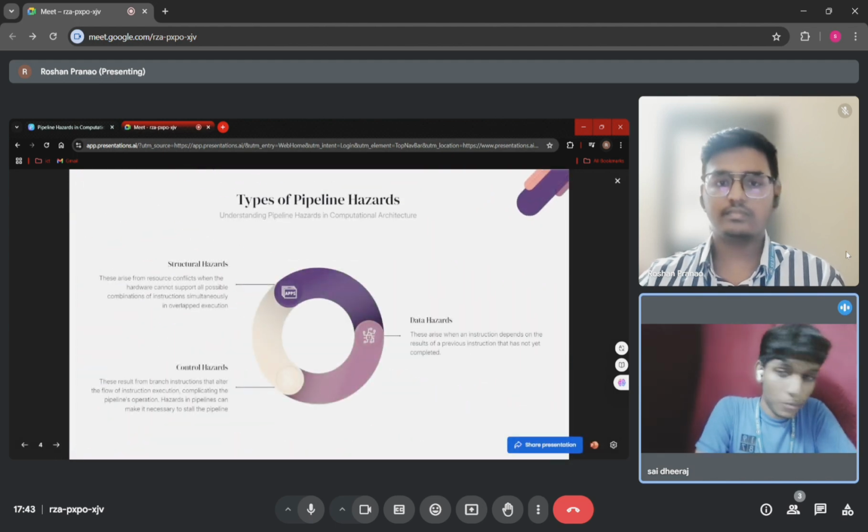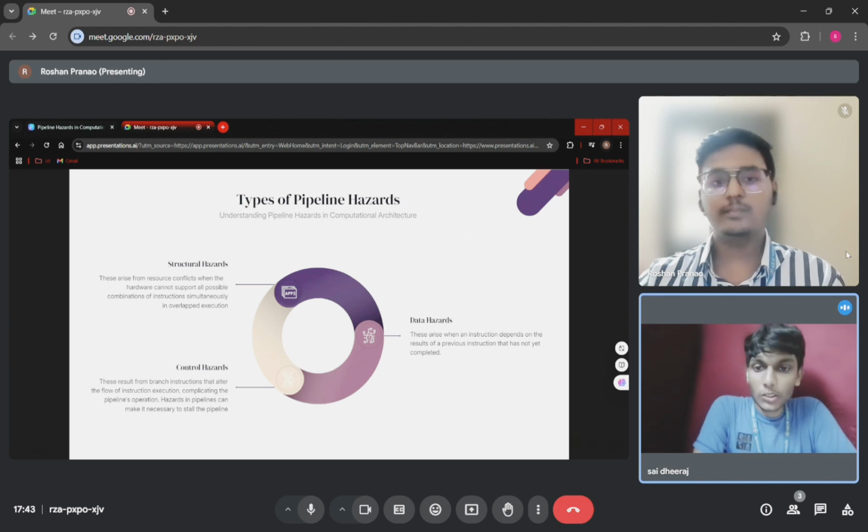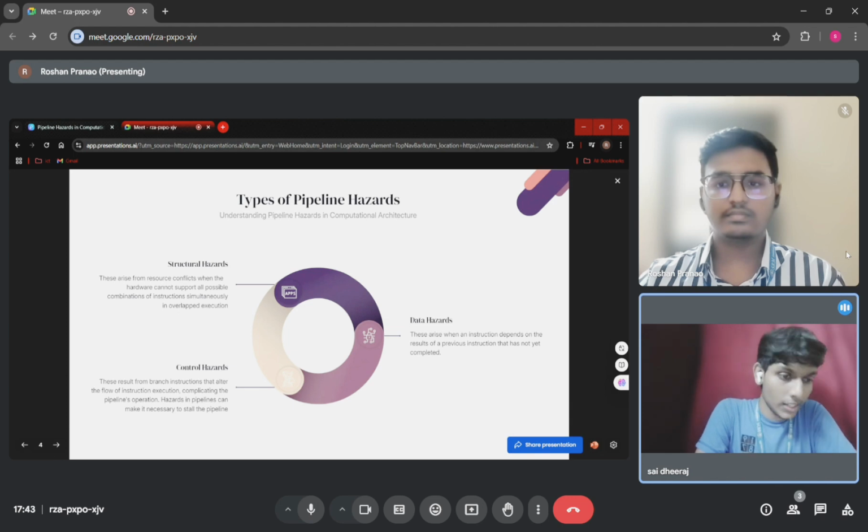Now let's talk about the types of pipeline hazards. There are basically three types of pipeline hazards. The first one is structural hazards, the second one is data hazards, and the third one is control hazards. Let's talk about all these three in brief. Structural hazards arise from resource conflicts when the hardware cannot support all the possible combinations of instructions simultaneously in overlapped execution.